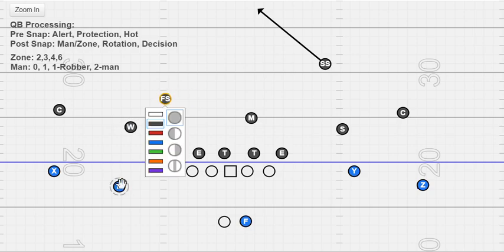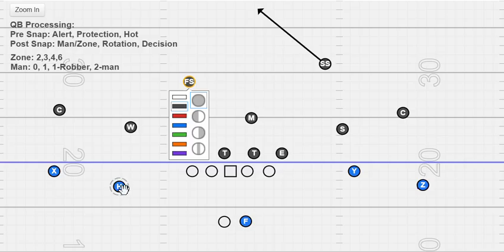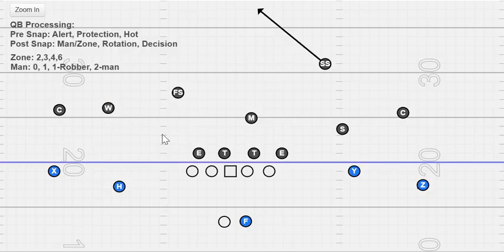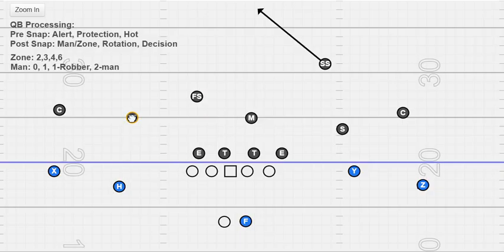Let's say this is a really great player. We're going to play one robber, and this safety now is going to be looking for anything across the middle with the H, or maybe they're just going to double him, so that if the H goes inside, he takes him. If the H goes outside, the Will is going to take him. Something like that, like a tandem kind of situation. But robber is a good way to take something away from the quarterback that he's not expecting, right?